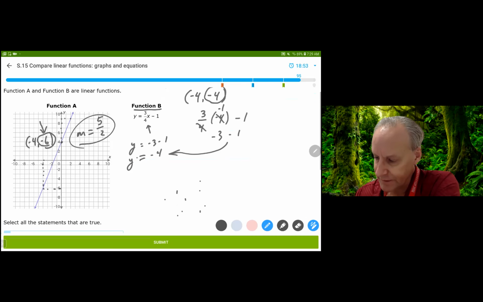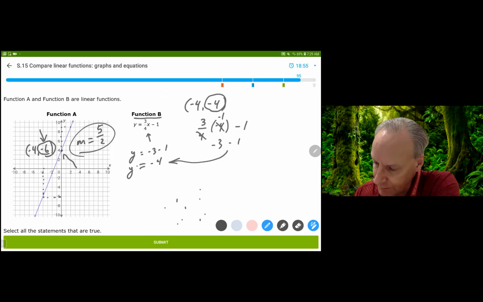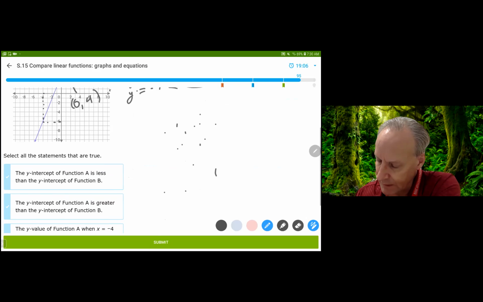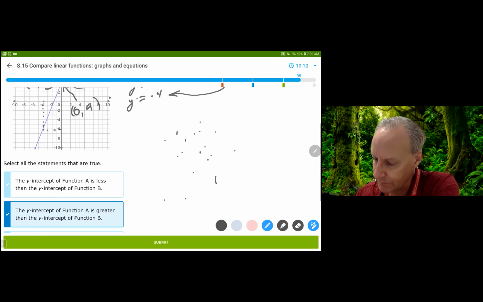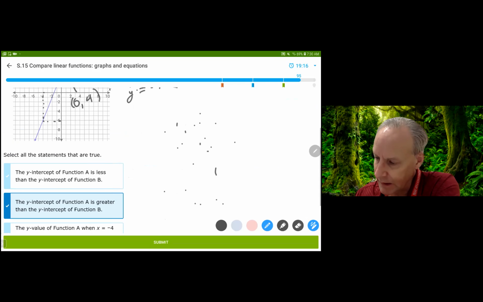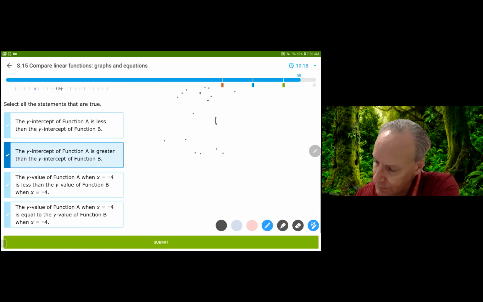So, oh, the y-intercept is what they asked for, 0,4. Sorry, gotta pay attention, 0,4. And this one is at 0, -1. So the y-intercept of function A is greater than the y-intercept of function B. Okay, it's higher up, yeah. And at -4, function A is less than the y value of function B. That's it.